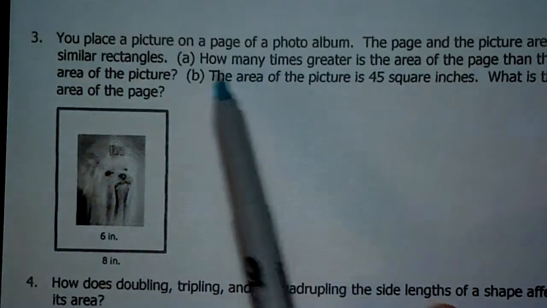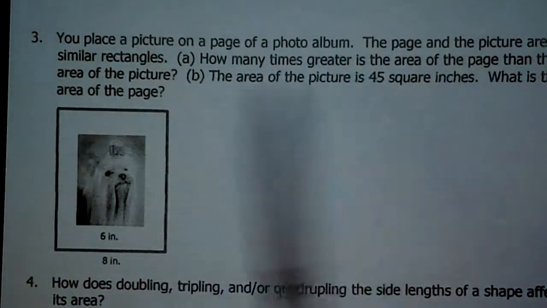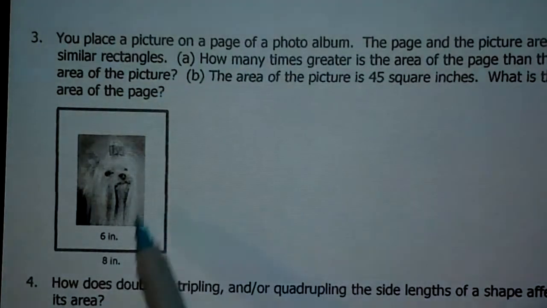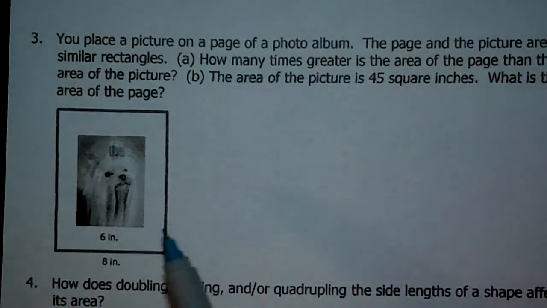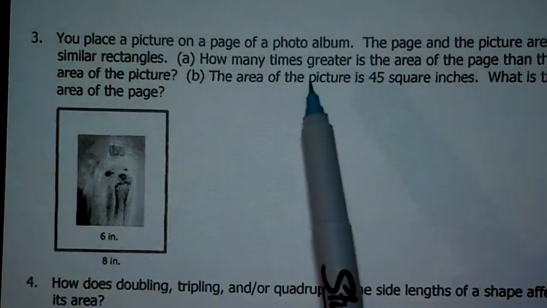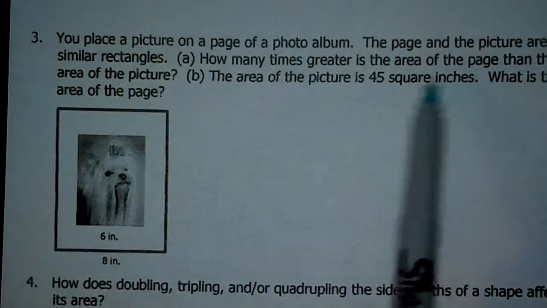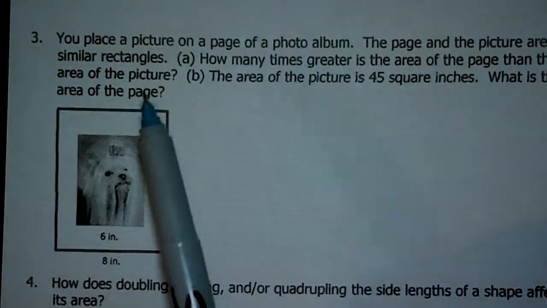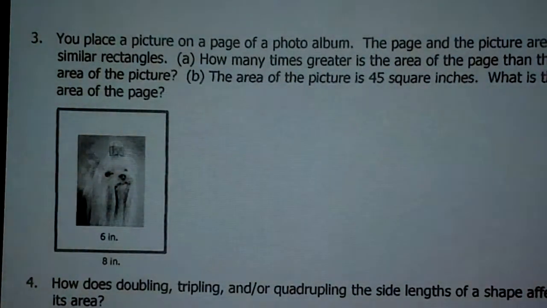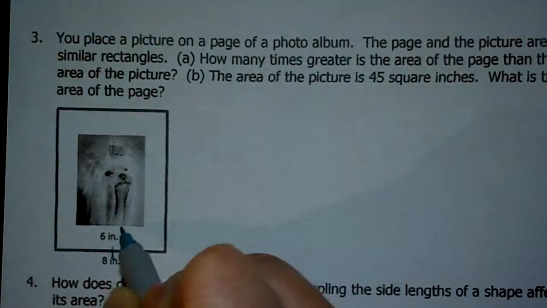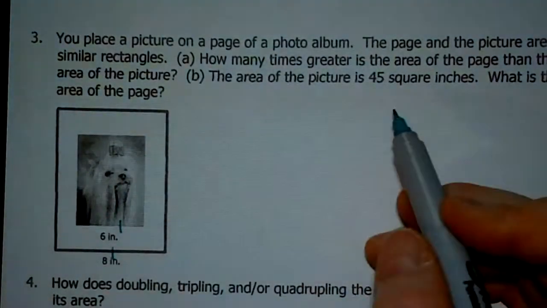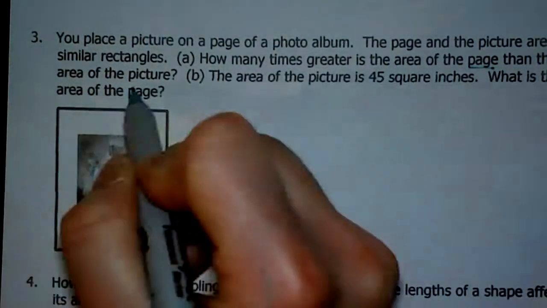Letter A asks you, how many times greater is the area of the page than the area of the picture? So basically what I'm asking you for is the ratio of their areas. And remember, we learned how to find that. You take the ratio of their corresponding sides and you square it, right? So I want to know how many times greater the area is of the page than the picture. So I'm going to go from page to picture. So here's the page, that's 8, and here's the picture, that's 6. So again, order matters. It wants page and then picture.